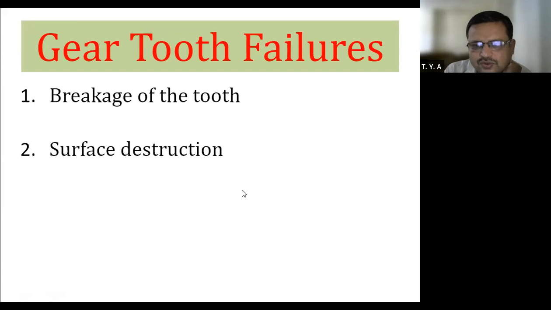Those students who are attending the lecture online, take a notebook and pen and also start writing. First of all, write down gear tooth failures. Have you written? In that, first write down breakage of the tooth, and second, surface destruction.